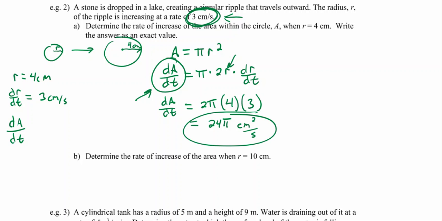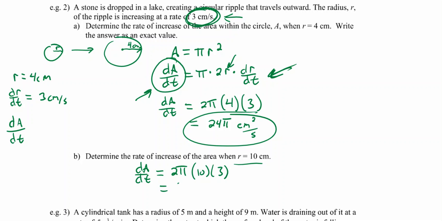The good thing is, once we took the derivative, we made ourselves a little equation where we can now figure out the rate of change of the area at any radius. That's our powerful equation. It says now determine the rate of increase of area when R is 10. We've already done the hard work. We just have to plug 10 in instead of 4. So dA dt is equal to 2 pi times 10 times 3.